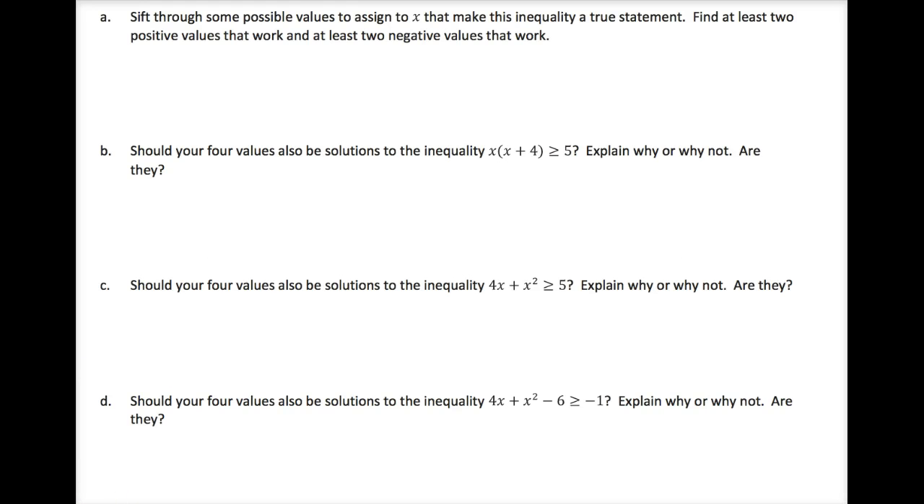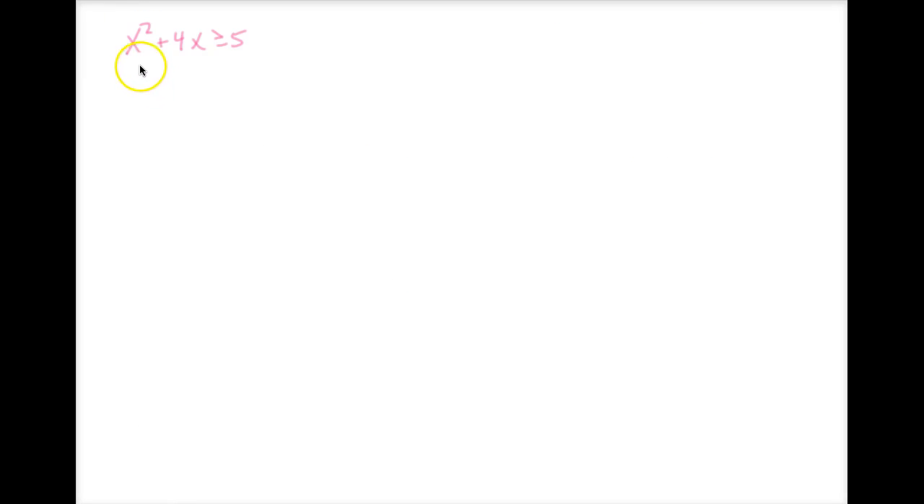Should your 4 values also be solutions to the inequality 4x plus x squared greater than or equal to 5? Explain. Are they? Okay, this time we're being asked if the original values that worked for x squared plus 4x greater than or equal to 5 would be the same answers as 4x plus x squared greater than or equal to 5. I hope that you're noticing that the painful answer obviously is commutative. And it asks, are they?